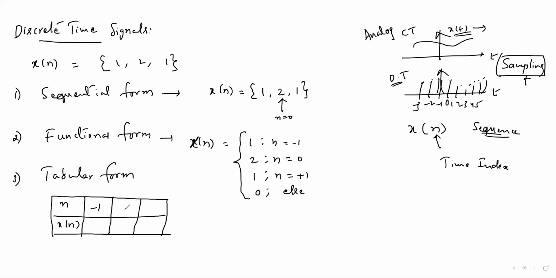Here n value minus 1, 0, plus 1, it is having values. Remaining all 0 values. That's why at minus 1 it is having amplitude 1. At n value 0, it is having amplitude 2. And at n value plus 1, it is also 1. So tabular form will represent like this. And fourth one, graphical representation.